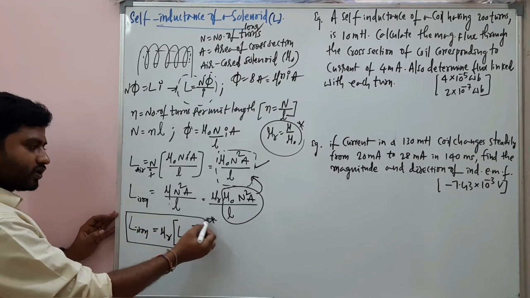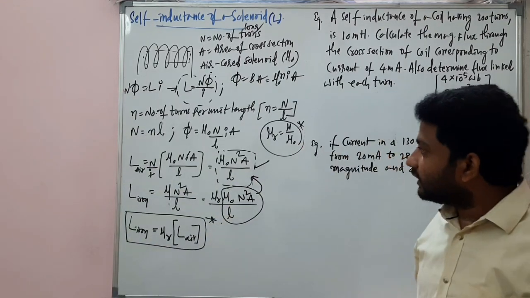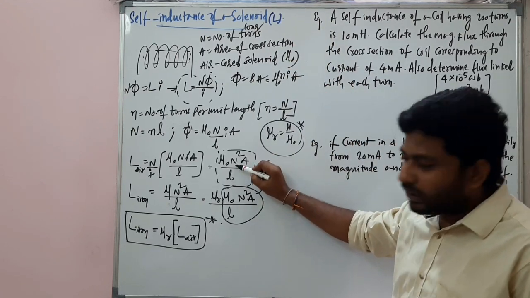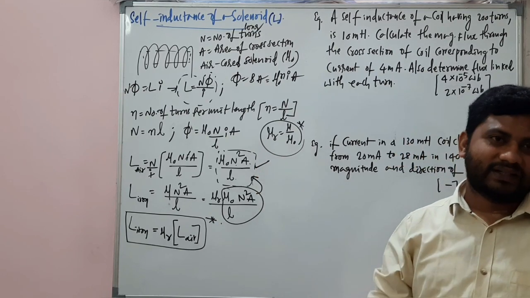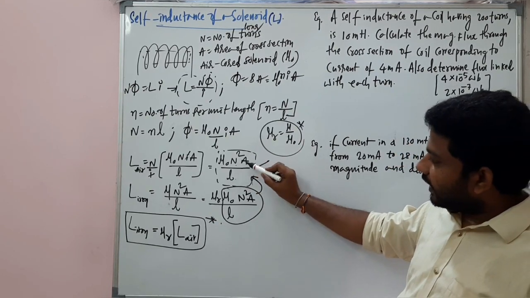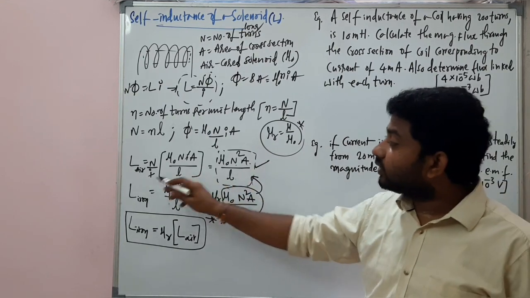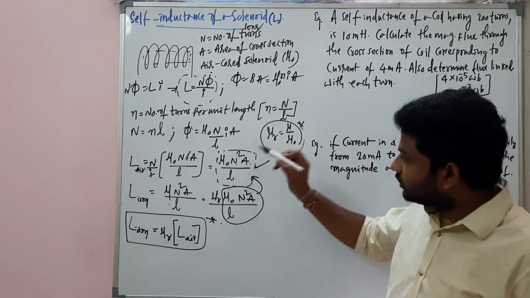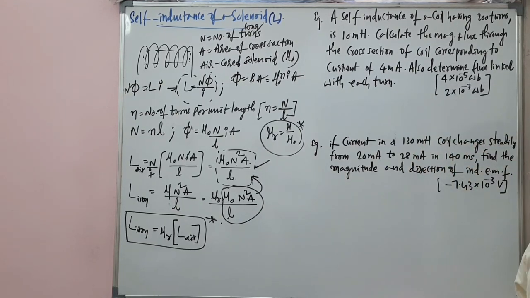Based on this also questions will be asked. So what we should understand here is self-inductance of a solenoid is depending on number of turns, area of cross section and length of the solenoid. So it is depending on the geometry of the solenoid also. Geometry of the solenoid means what? It is depending on area of cross section. Clear? Now let's have a look at the basic numericals here.